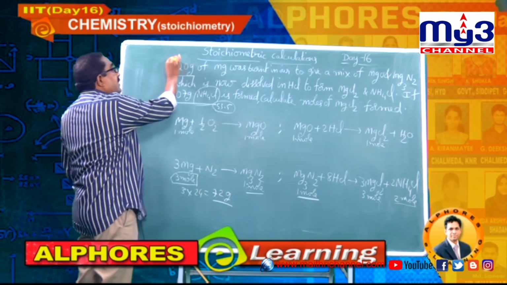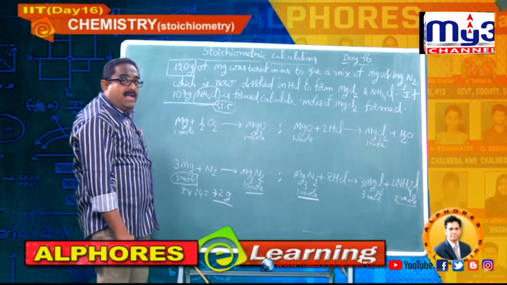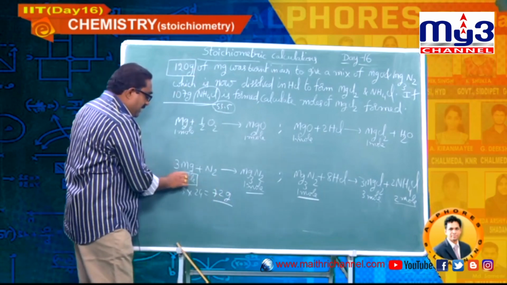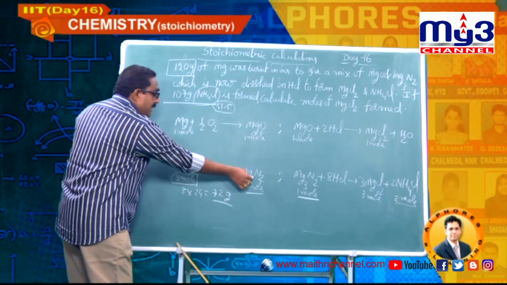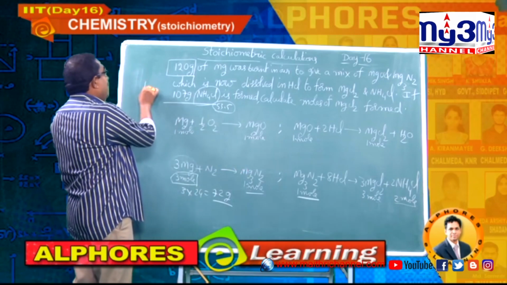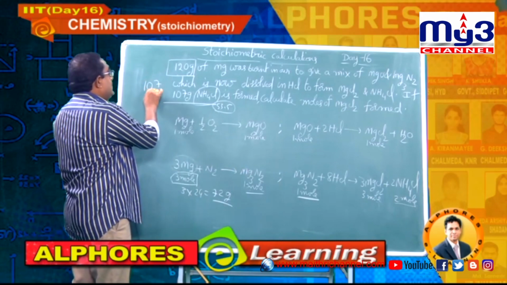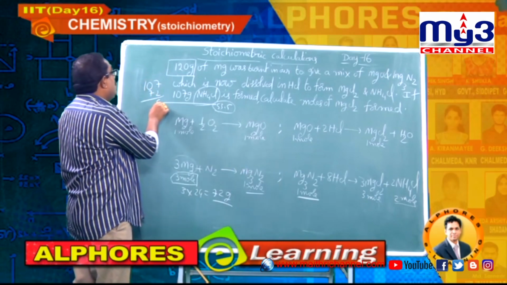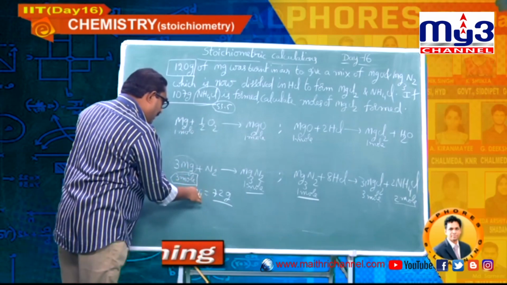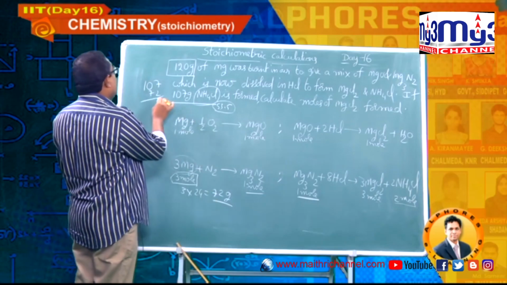It means out of 120 grams, 72 grams has been converted into magnesium nitride on reaction with the nitrogen. The remaining I am doing here, 120 minus 72.